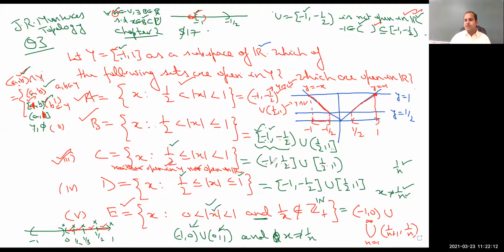So again, only this type of set you can write as open interval AB intersection Y, and it is none of them. This is the reason why set C is neither open in Y, and again this is not open in R. But how will you prove that this set is not open in R? You can check that around half there is no basis element of the type open interval AB containing half and contained in this set.